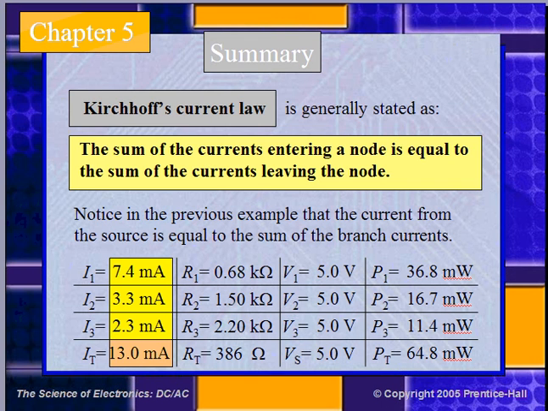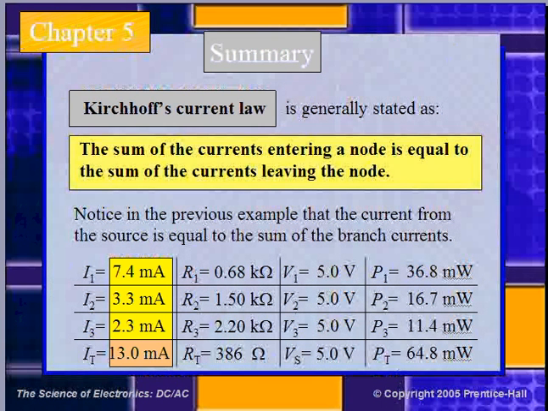Kirchhoff's current law is generally stated as the sum of the currents entering a node is equal to the sum of the currents leaving the node. Notice in the previous example that the current from the source was equal to the sum of the branch currents. So in series circuits, the voltages add up to the source. In parallel circuits, the currents add up.